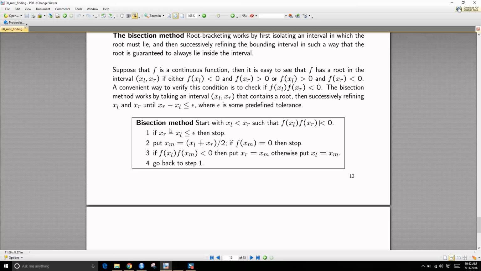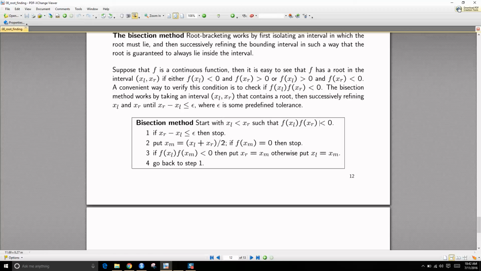Okay, so you just check to see if the difference between the left and the right is less than some epsilon, and if it is, then you stop. Otherwise, find the average between the left and the right, so find the midpoint here. This is where you are bisecting it.